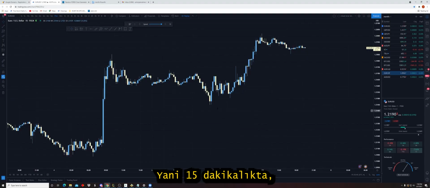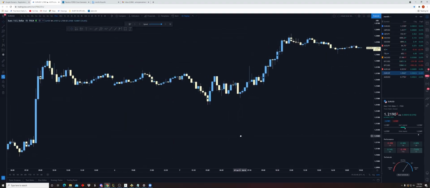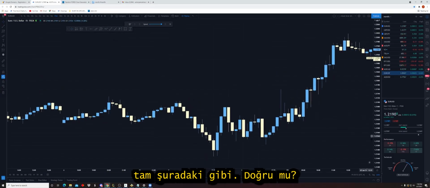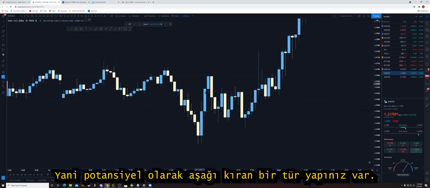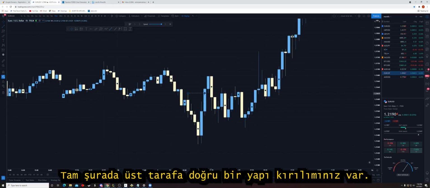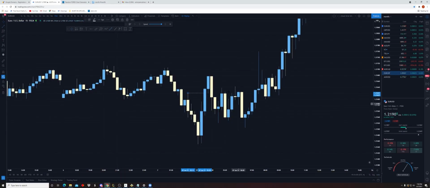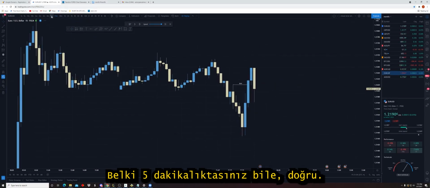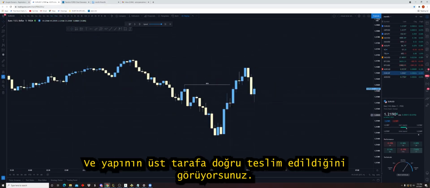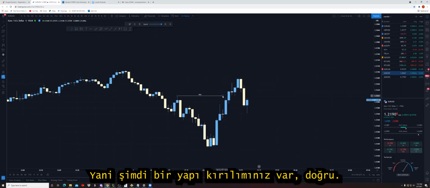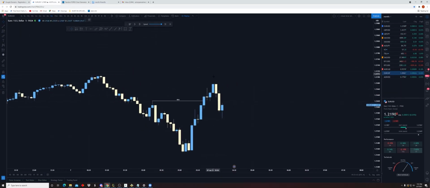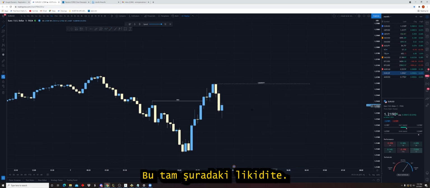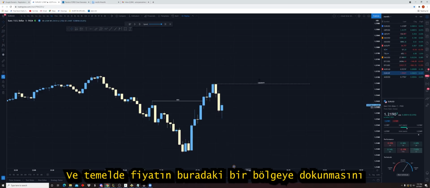So on a 15-minute, you have things potentially like this right here, right? So what you have is potentially some kind of structure breaking down. You have a break of structure to the top side right here. Okay, so let's play back to around there, right? A high gets created. So maybe you're on a 5-minute even, right? And you see structure is delivering to the top side. So now you have a break of structure, right? You have a liquidity zone right here. That's liquidity right here. And you're looking for price to basically tap into some zone in here and continue higher.